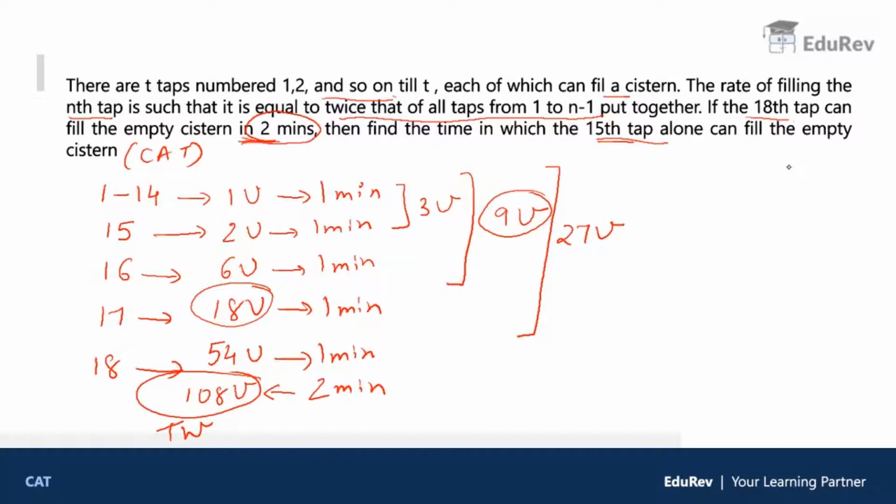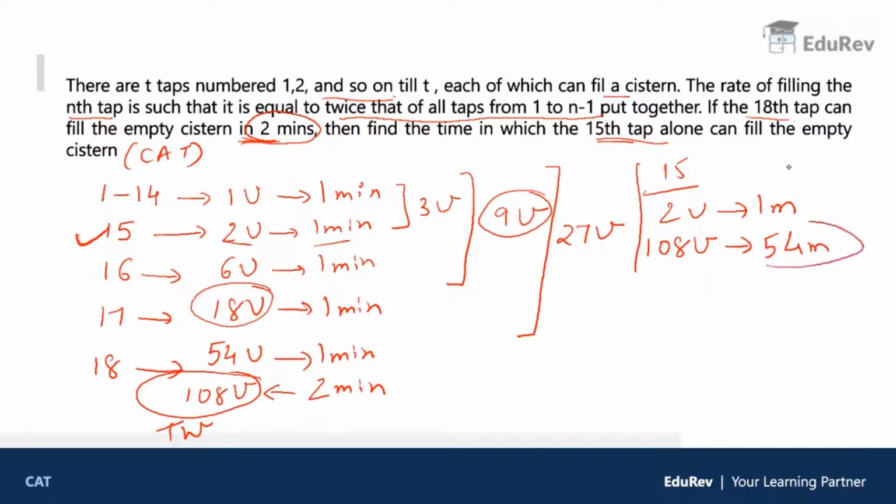Now coming back to the 15th tap. The 15th tap fills 2 units in 1 minute. What is the total work? The total work is 108 units. So how much time will it take to fill 108 units? It will take 54 minutes. So 54 minutes is your answer.